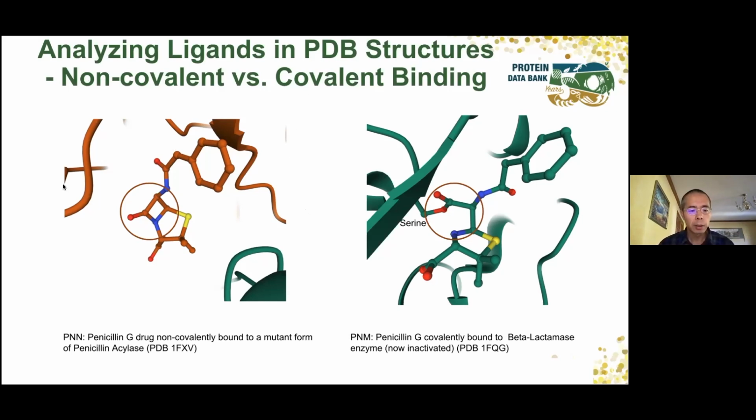Here on the left side is penicillin G in its unreactive form bound to a mutant penicillin acylase. On the right side, it's also penicillin G, but it's reactive. It's covalently bound to the beta-lactamase. From here, you see the beta-lactam ring opens up and forms a covalent bond with the serine at the active site. Now, in the PDB model file, we explicitly identify this bond and record its covalent connection, so users can search for it.